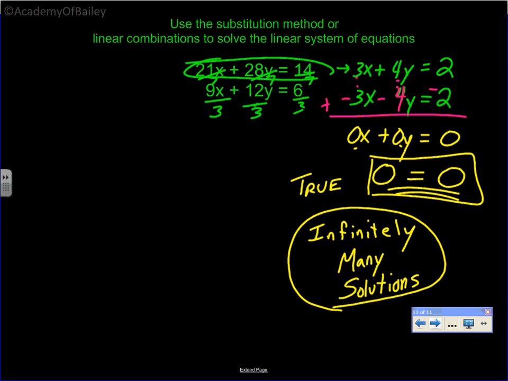So if we think about that, infinitely many solutions, what does that mean? It means if you have a line and the other line lies right on top of it, they are the same exact line. And you might have noticed that the top one was 3x plus 4y equals 2, and the bottom one, before we multiplied by -1, was 3x plus 4y equals 2. So they were the same exact equation, which meant they were the same exact line. And when that happens, infinitely many solutions will be the answer.